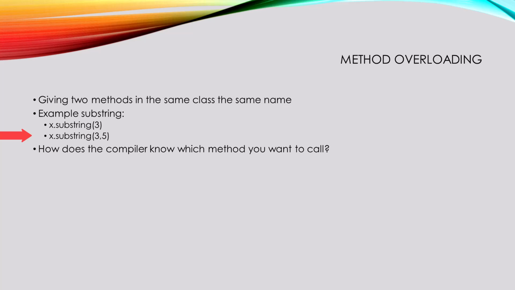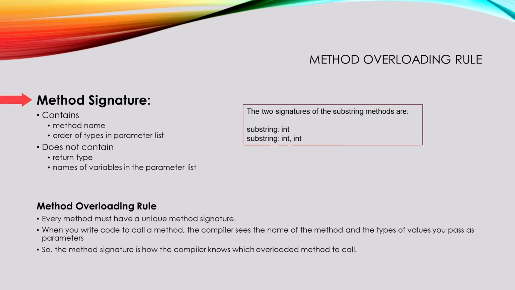With this example, we can see why they're named the same thing. They're both getting a substring. But the question is, if they're named the same thing, how does the compiler know which one we want to call? To answer that question, we define a method's signature as its method name and the order of the types of its parameters. As examples, here are the signatures of the two substring methods.